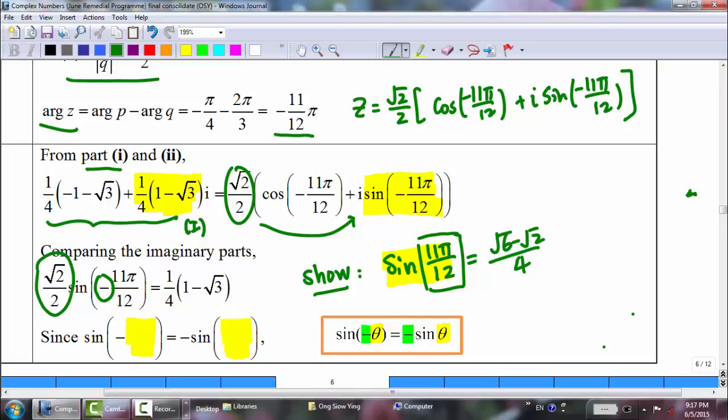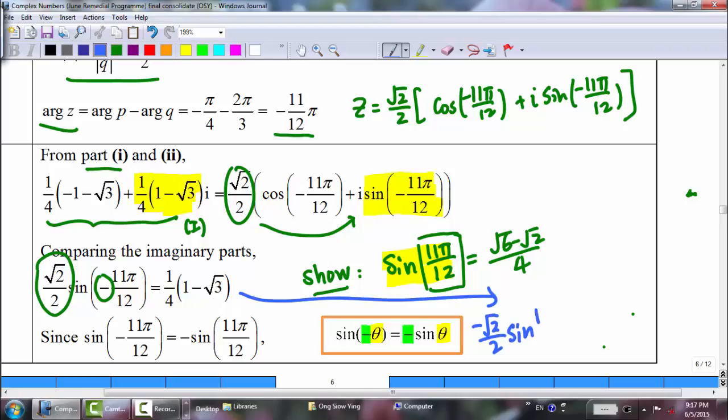So in this particular case, there's a minus sign here, where if you use this property, you notice that sine minus theta is just minus sine theta, and that's how you move the minus sign out of the sine. And once you move the minus sign out of the sine, the expression itself will become something like that: minus square root 2 over 2 sine 11 pi by 12 is equal to 1 quarter 1 minus square root of 3. Okay, so now you have gotten rid of the minus sign in the trigo expression of sine.